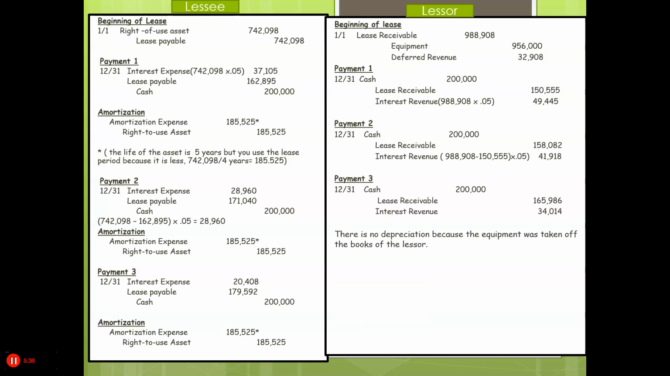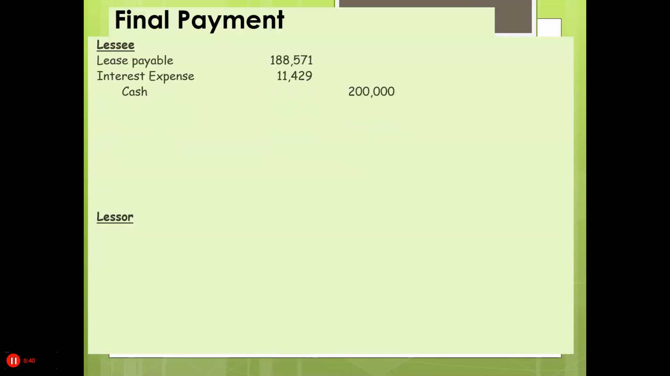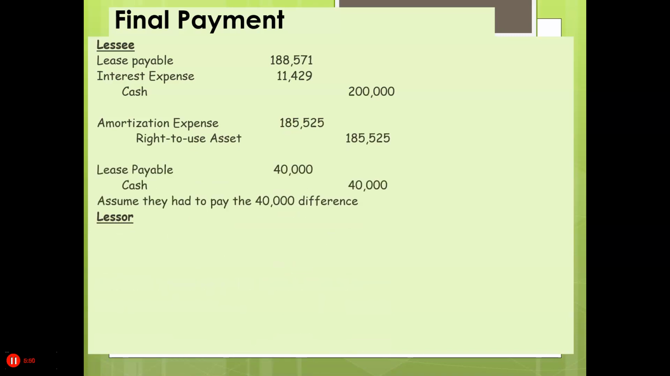Now let's take a look at the final payment. For the lessee, it would be lease payable, interest expense, cash, and our last amortization, right of use, which would bring that account down to zero, and then lease payable would be taken to zero. And we're assuming they had to pay the $40,000 difference.